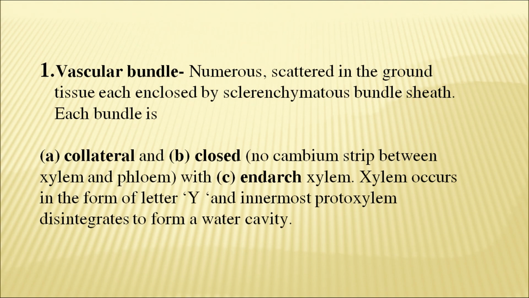All right. So, vascular bundles in monocots are numerous, scattered in the ground tissue. In case of dicots, if you remember, they were arranged in a circle, right? But in case of monocots, they are scattered in the ground tissue. So, each bundle has its own qualities. They are collateral and closed. There is no cambium strip between xylem and phloem.